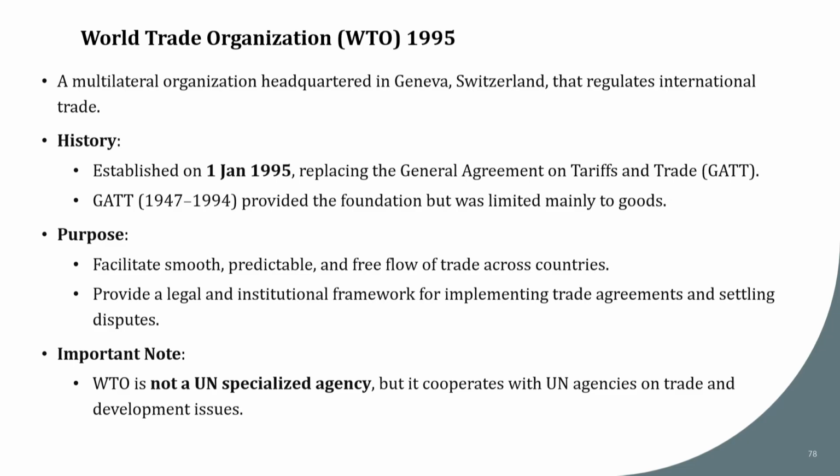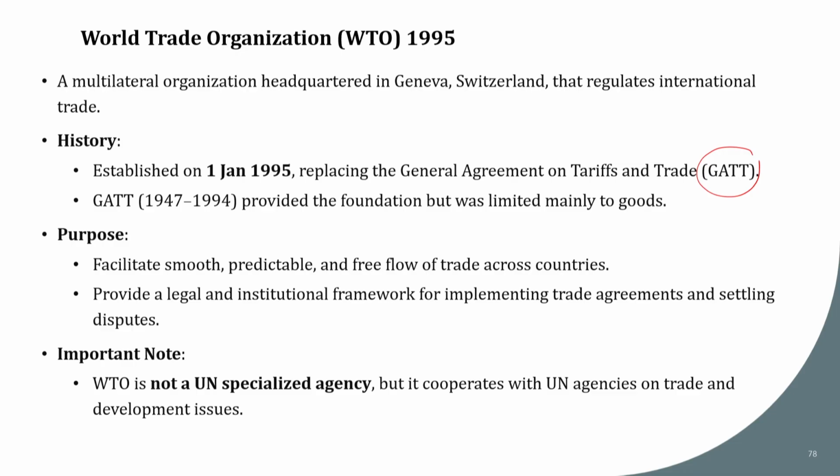Let me now start with the World Trade Organization, which was set up in 1995. It's a multilateral organization headquartered in Geneva that regulates international trade. Prior to 1995, there was the General Agreement on Tariffs and Trade, shortly called GATT. GATT provided the foundation but was limited mainly to goods. Until the WTO was set up, it was GATT, and it was not that binding; it was mostly a kind of guiding principles.